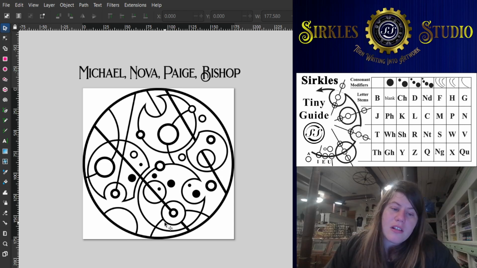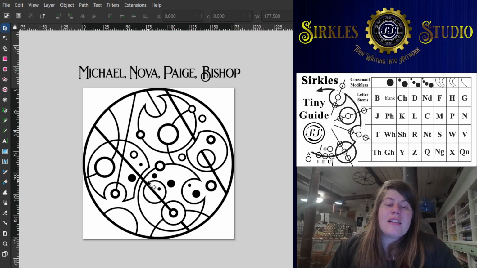So starting at the bottom, going counterclockwise, there are 1, 2, 3 lines on this M, and then the I has a line going inwards. CH has 2 dots, an A is outside the word circle, the E is on the line of the word circle, and then an L here has 3 dots. So that's our first name.